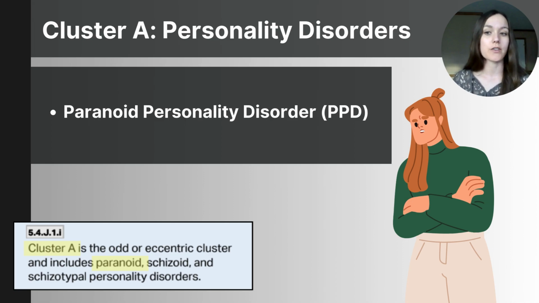One is unjustified suspicion, so believing that others are deceiving or trying to harm them. The second is doubts of loyalty, so viewing friends or coworkers as untrustworthy. The third is reluctance to confide in others, so fearing giving out personal information because maybe it will be used against them. Next is reading hidden meanings into remarks. So this would be like perceiving harmless comments as insults or threats. Another symptom would be holding grudges, so being unwilling to forgive perceived wrongs.